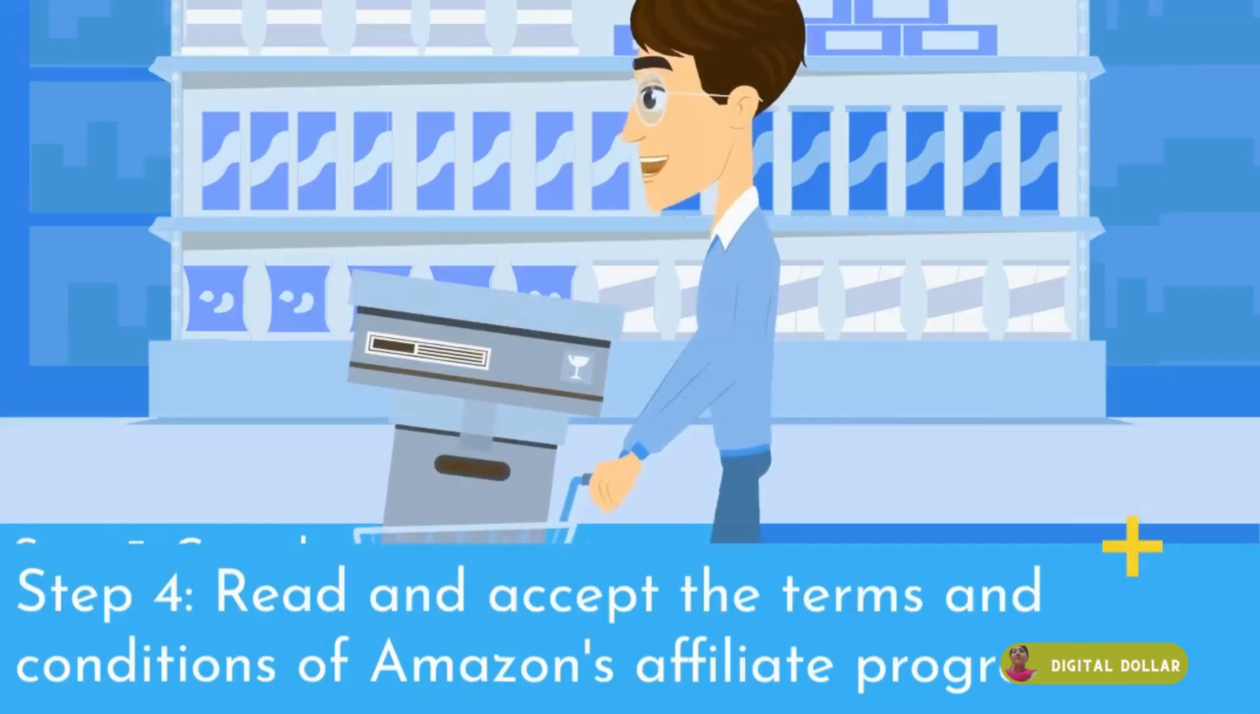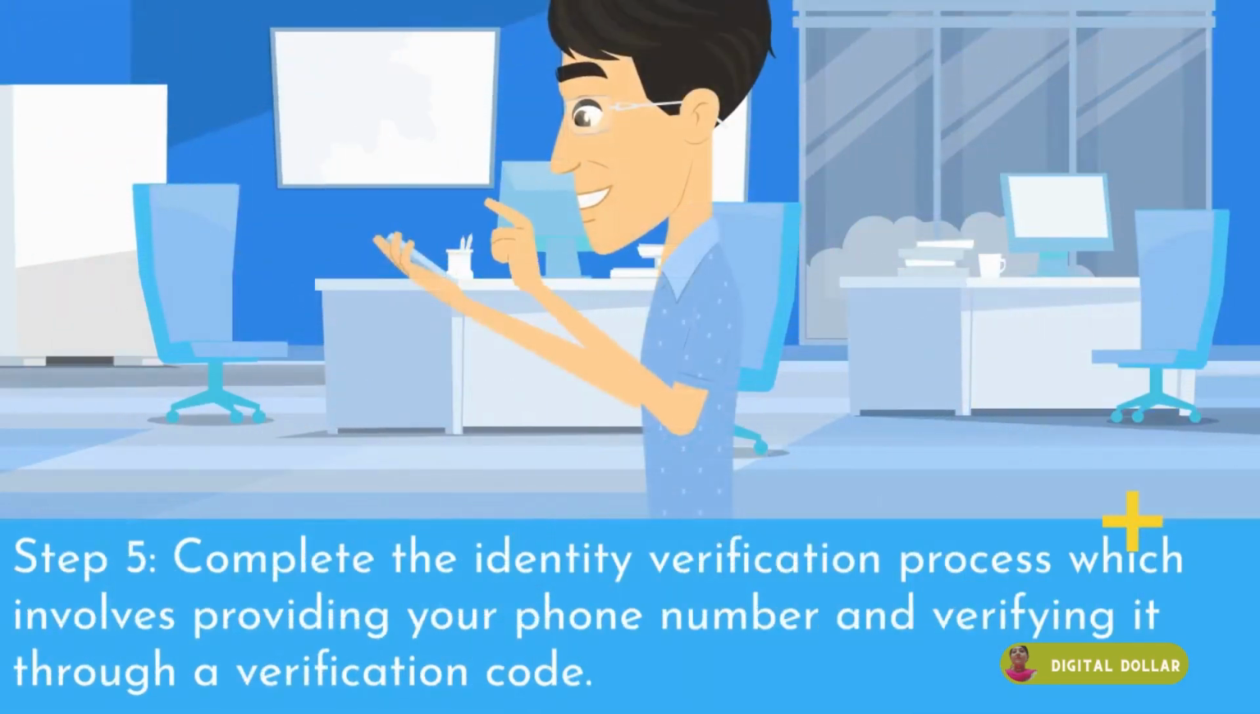Step 4. Read and accept the terms and conditions of Amazon's affiliate program. Step 5. Complete the identity verification process, which involves providing your phone number and verifying it through a verification code.